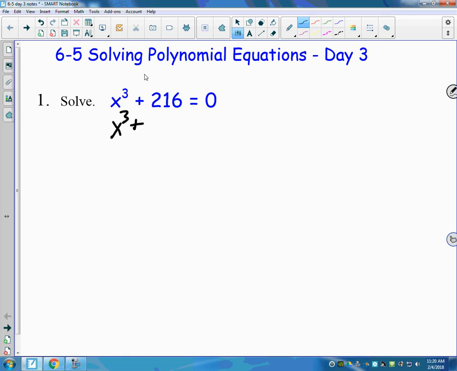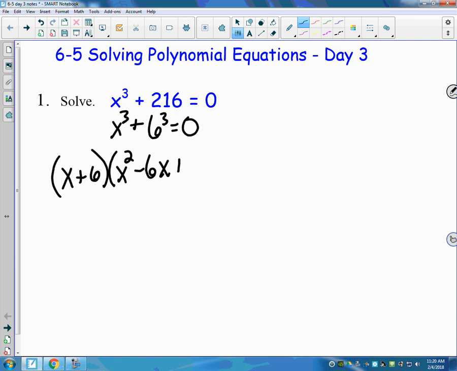And I think it's 8. Is that right? So that's 8 to the third power. No, just kidding. I think it's 6, right? Sorry. 6 times 6 times 6 is 216. So that's the same as x to the third plus 6 to the third. So now I can factor that into x plus 6 times x squared minus 6x plus 36.